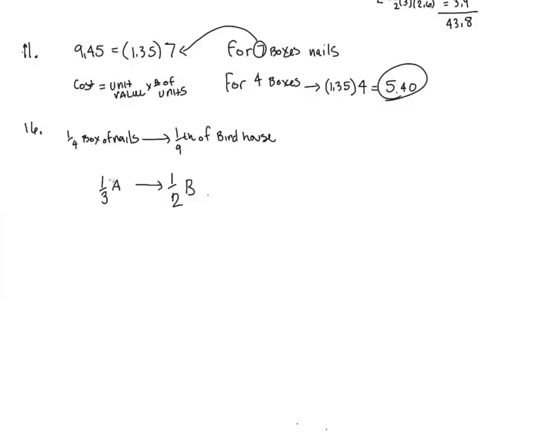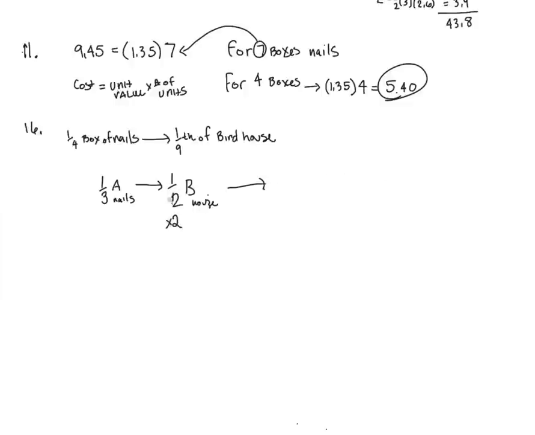Well, if 1/3 of A, say it's nails, and B is a birdhouse. That's telling you that a third of a box of nails is required to finish a half of a birdhouse. Well, it should be quite obvious. If I want to finish the whole birdhouse, well, let's just multiply whatever we need to turn this into one. So we multiply this by two.